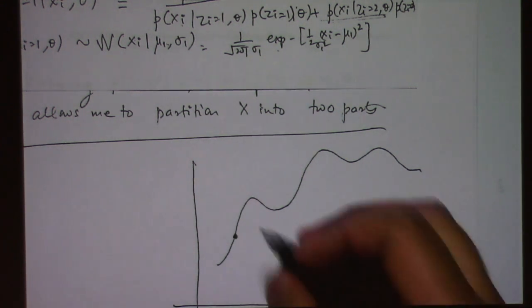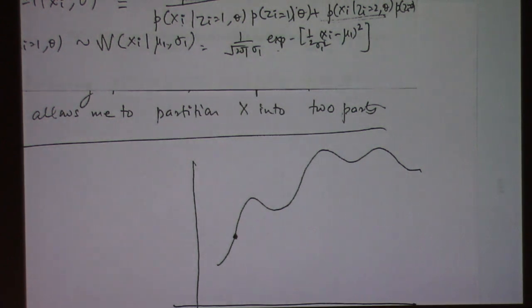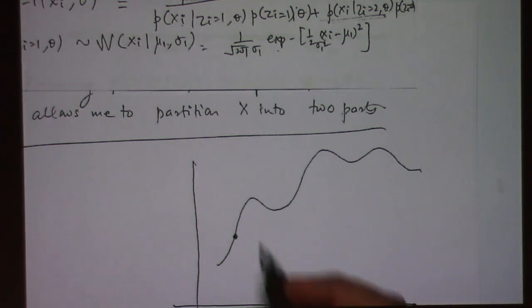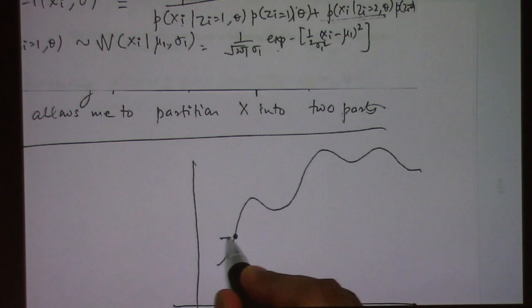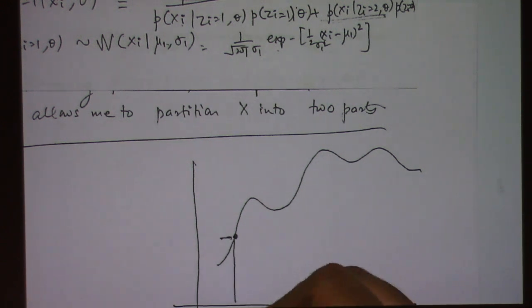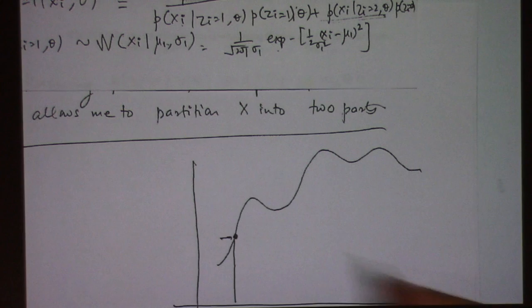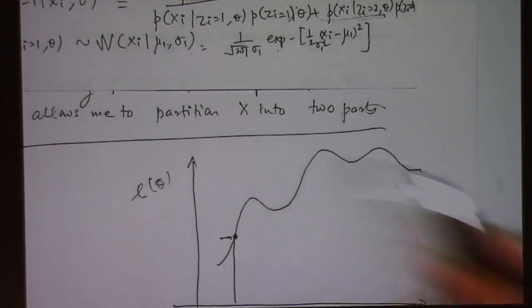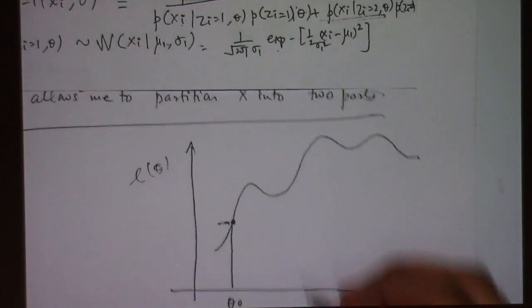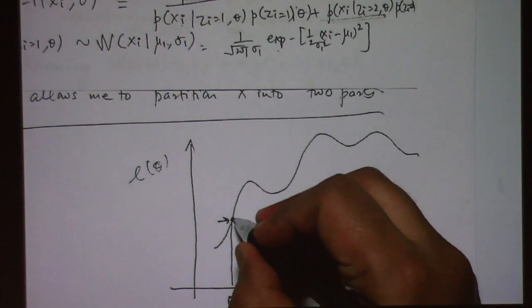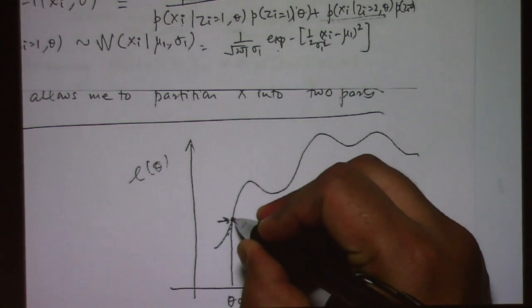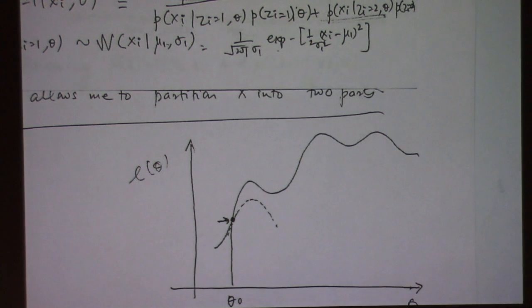So what EM says is that we start at some initial estimate for theta, let's call it theta 0. At that point, we define a new function q, which depends on that estimate of theta, which is believed to be convex, right?